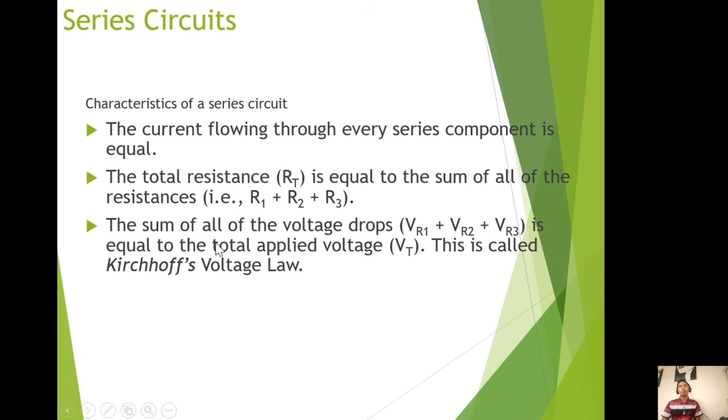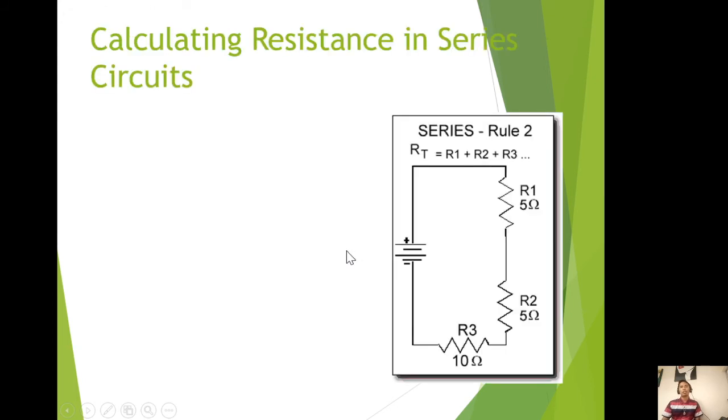The sum of all of the voltage drops, VR1 plus VR2 plus VR3, is equal to the total applied voltage, as I've said earlier. This is called Kirchhoff's voltage law, or KVL. So VT is equal to VR1 plus VR2 plus VR3.